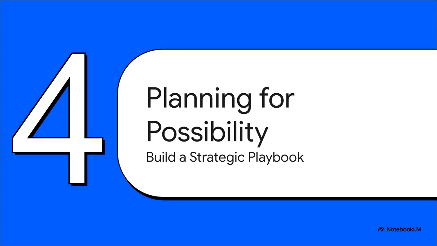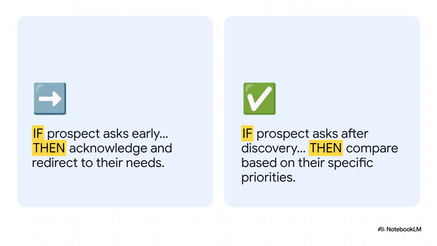Okay, so now we can guide the AI's thinking and we can give it rich context. Now we get to use it for our final technique, planning for every single possibility. This is where we start building a strategic playbook before we ever even step foot in a meeting. The first tool in our playbook is something called conditional logic. You're basically asking the AI to build a decision tree for you. It's a simple if-then structure. So, if the prospect brings up a competitor early on, then you've got a response ready that redirects back to their needs. But if they bring it up late in the game, then you have a totally different response that compares based on what you've already learned. This prepares you for all the different ways a conversation can go.